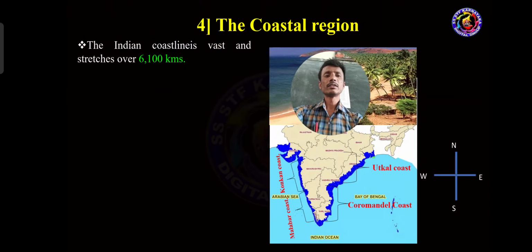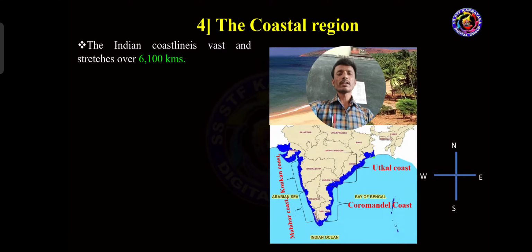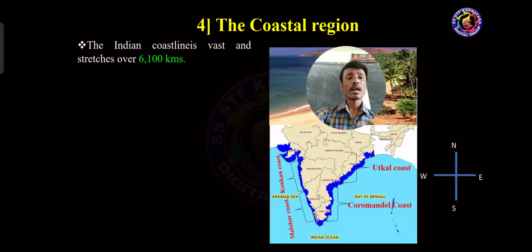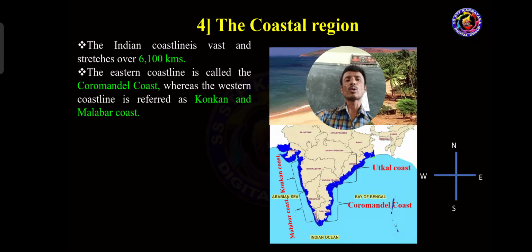The Indian coastline is vast and stretches over 6,100 kilometers. This was already told. The total length of the Indian coastline is 6,100 kilometers. It stretches, which means it is a continuous area. There is no gap in the coastal area from west to east.